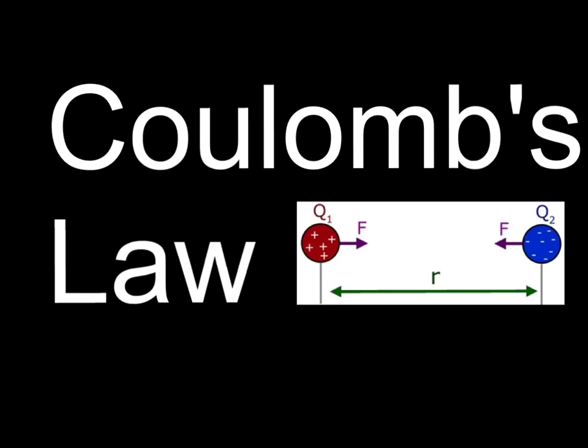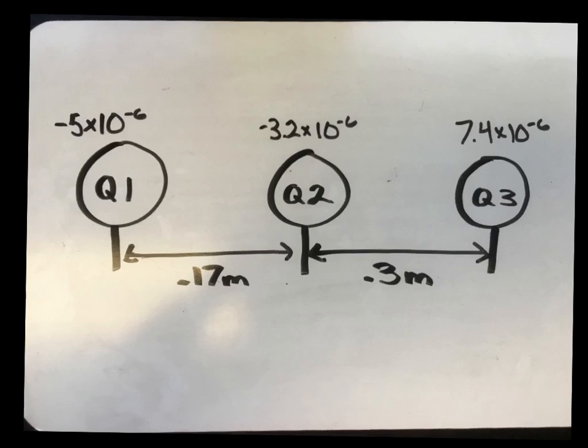In this video today, we'll be talking about Coulomb's law. So in this diagram, you have quantity 1, quantity 2, and quantity 3. They all have their own charges at the top and the distance in between each other.